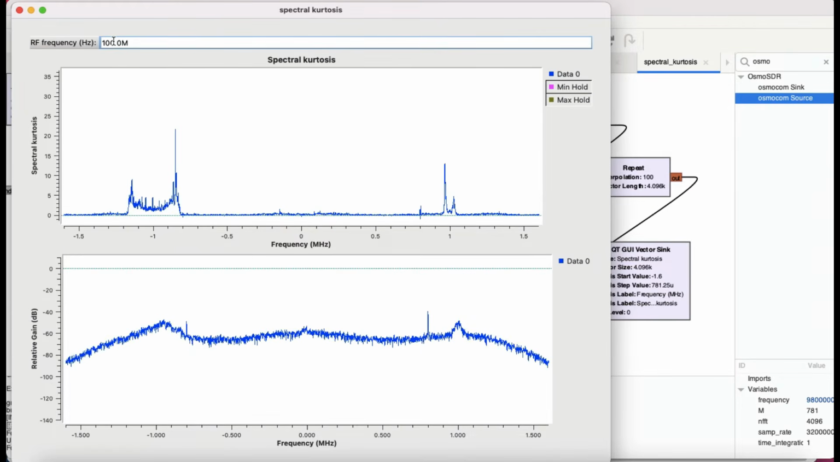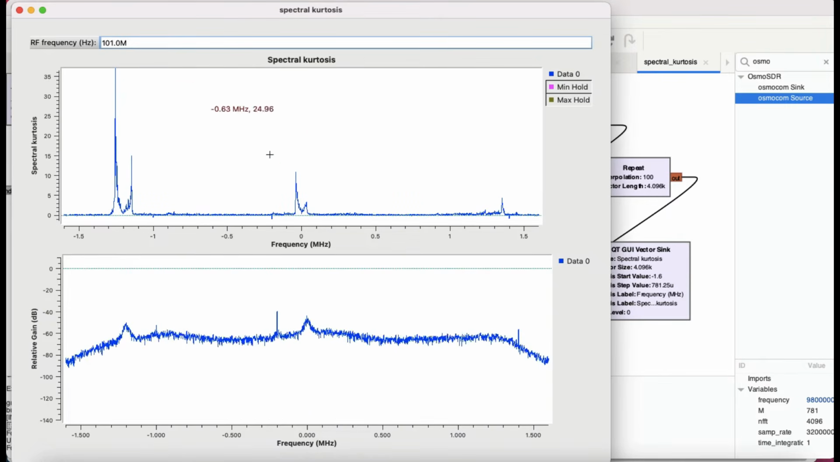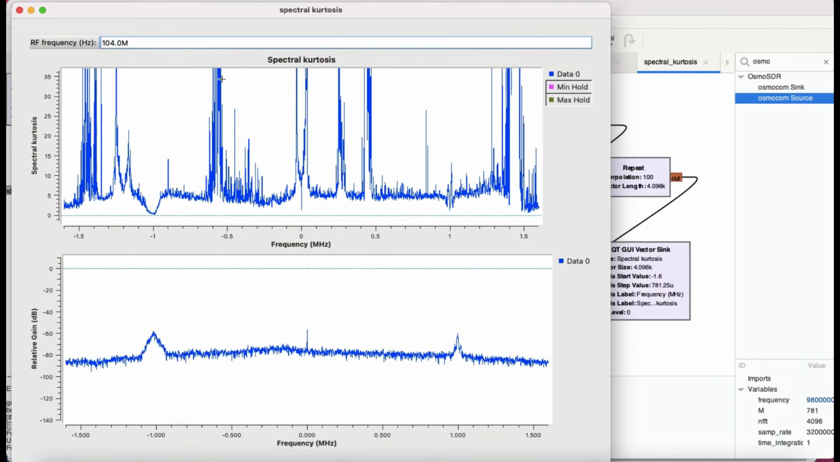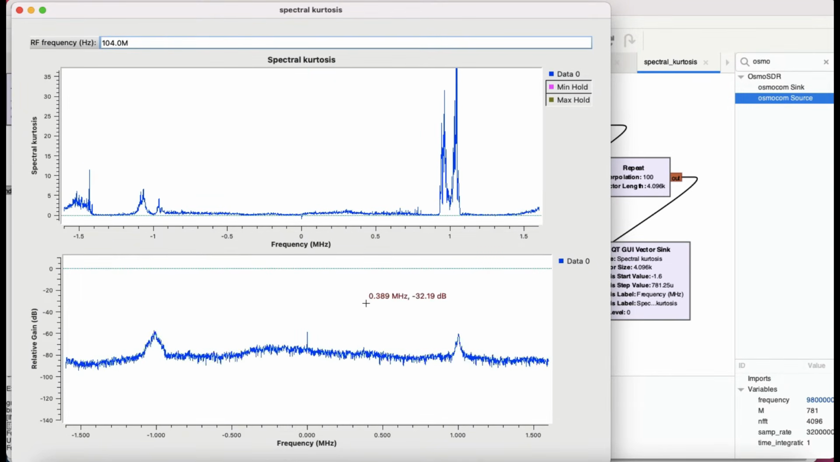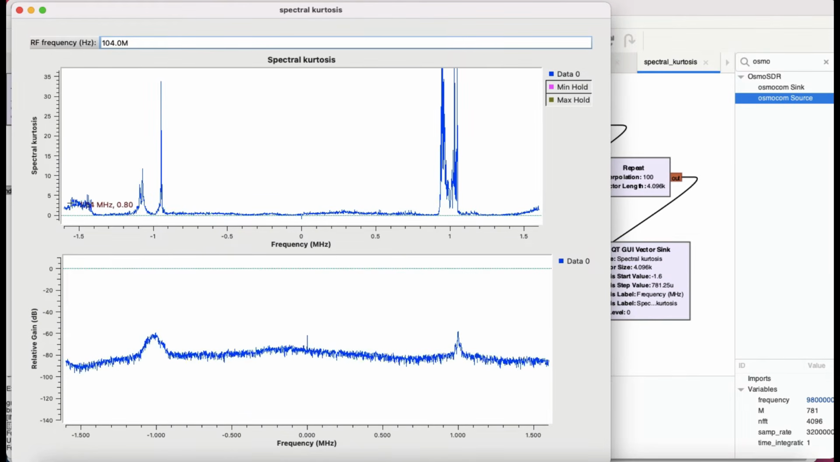Let's try, let's say, 101 megahertz. Here we go, 104 megahertz. So that's what it's detecting. Based on this signal, it's actually telling me, okay, right here, if you were to look at it, it shows that there is no signal, but the spectral kurtosis is showing me that, you know what, at this point, there might be some signal activity.